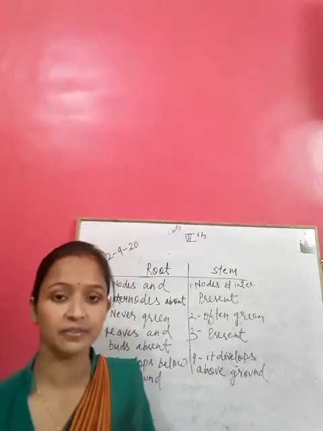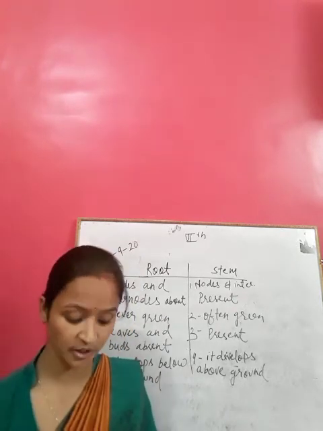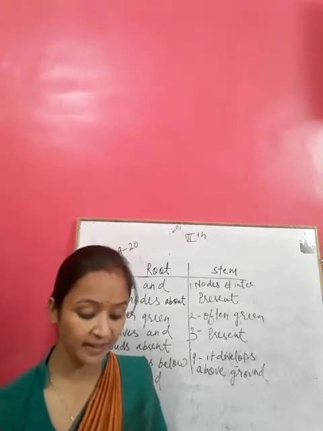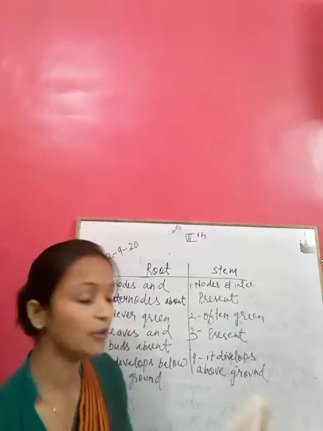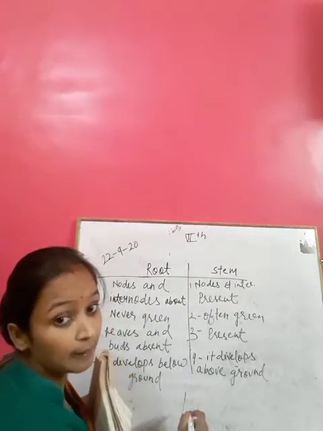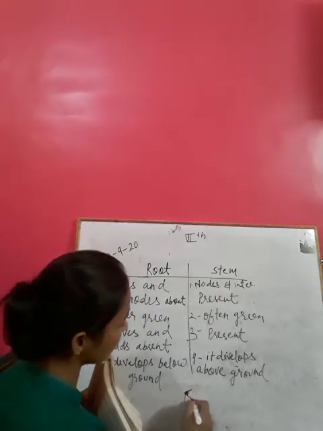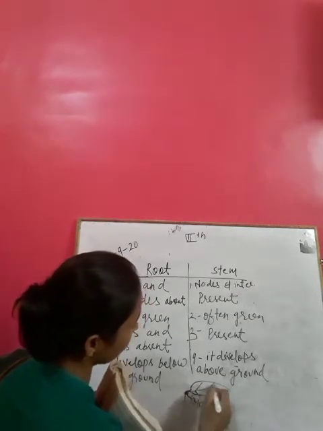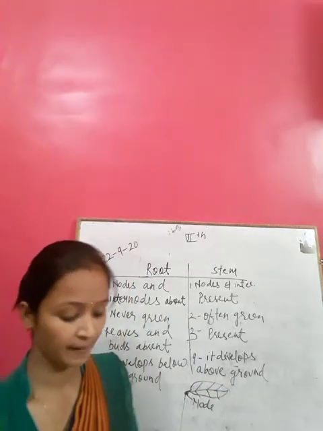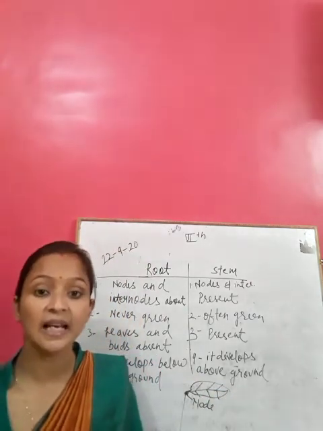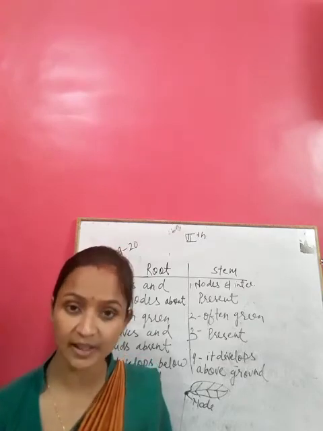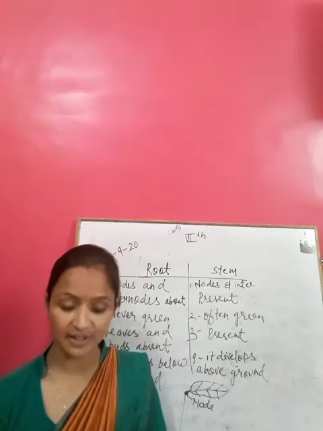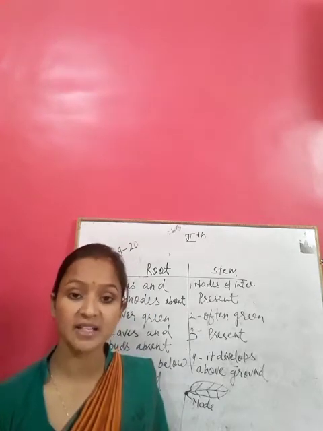And the leaf. A leaf is a flattened green structure. It arises from the node of a stem or its branches. Here you can see that this is the node, and from here leaves arise. So what is the leaf? A leaf is a flattened green structure that arises from the node of a stem or its branches, and leaves differ in shape and size.